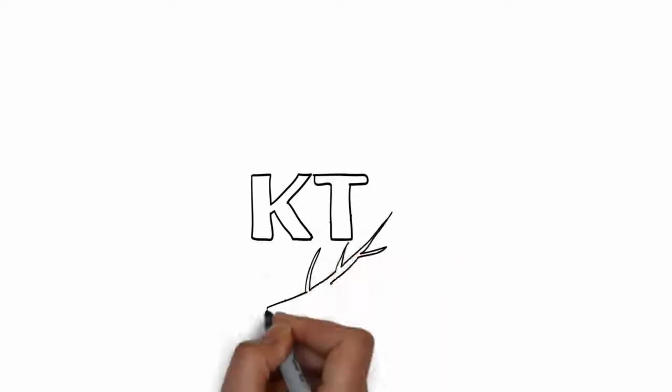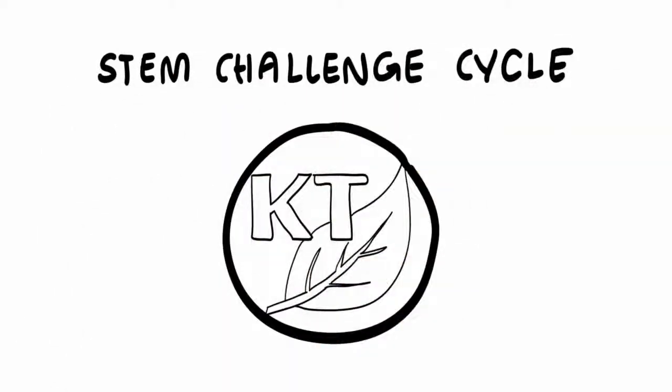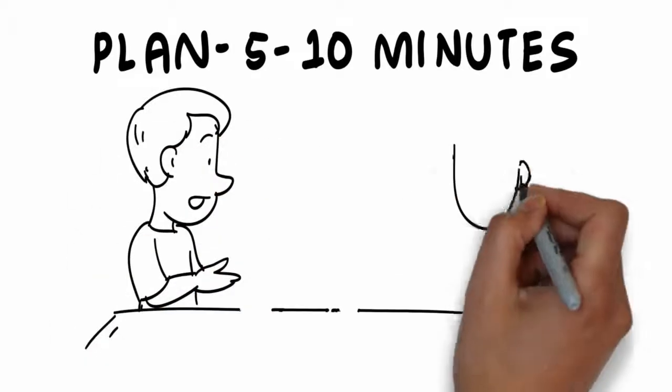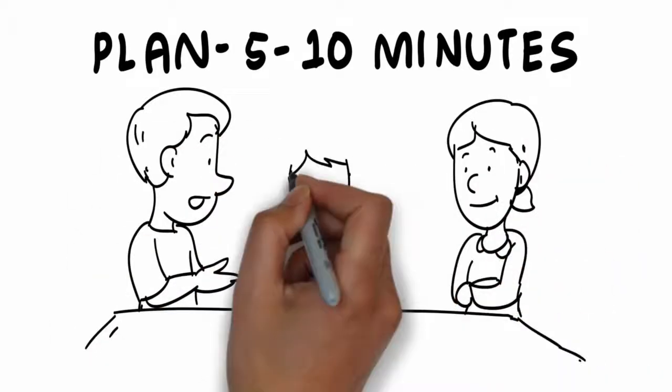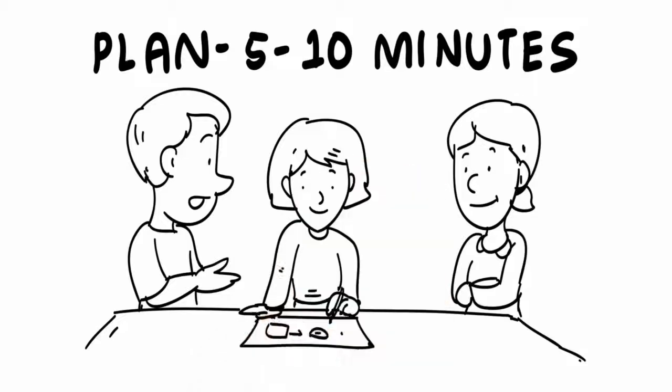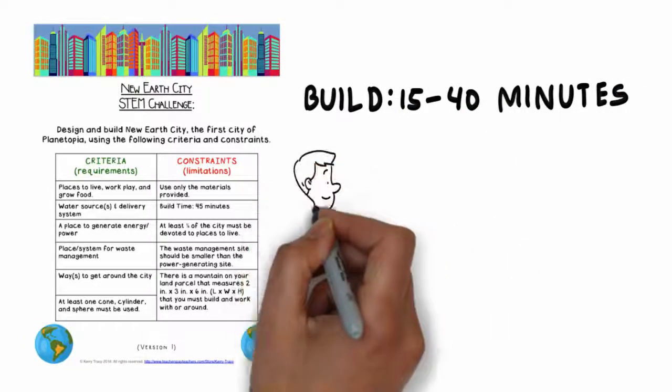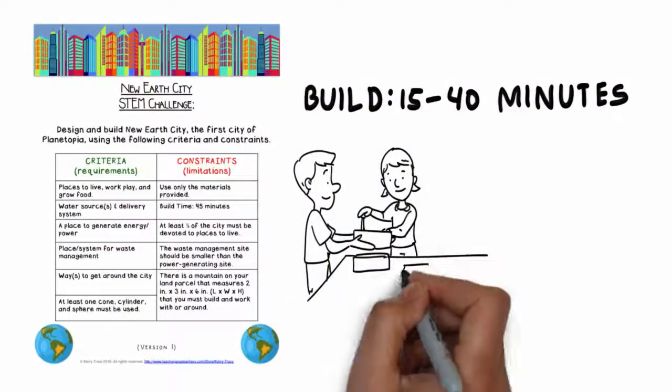Let's go through the steps of the STEM challenge cycle you should use for every STEM challenge. 1. Plan. Give your students 5 to 10 minutes to plan what they're going to design. You can let students think silently for a time, draw their ideas, discuss with their teammates, or use a combination of approaches. Consider mixing it up and not always using the same approach, so students gain experience with different methods of planning. 2. Build. Students build their designs using a criteria and constraints list as their guide.